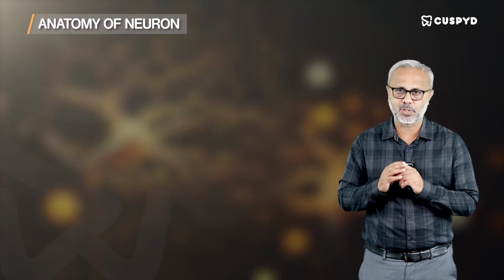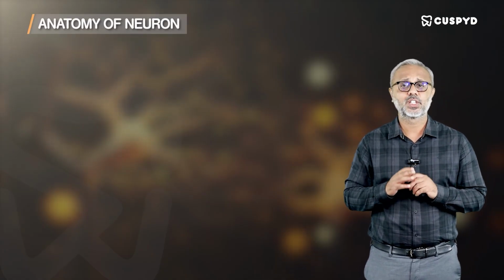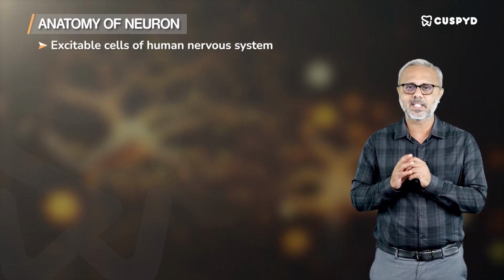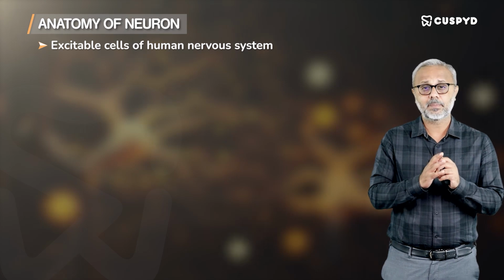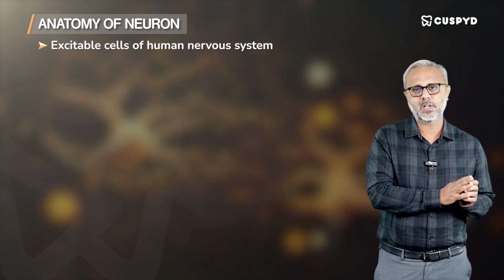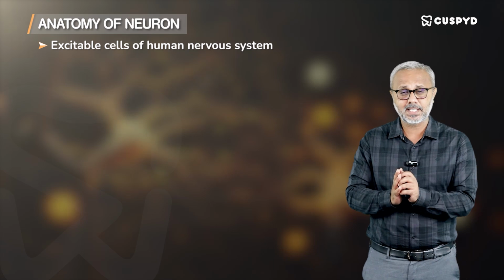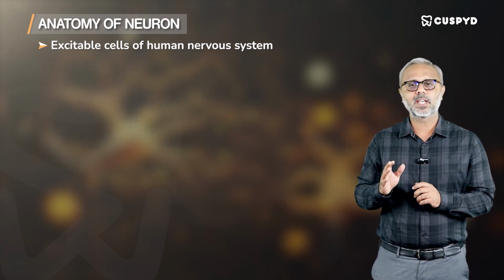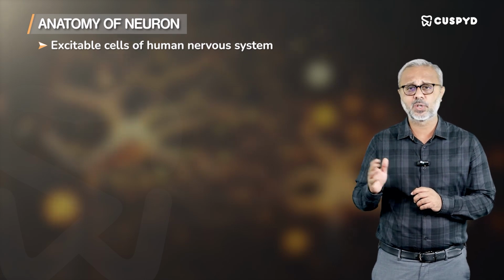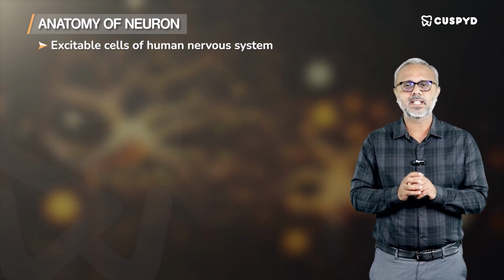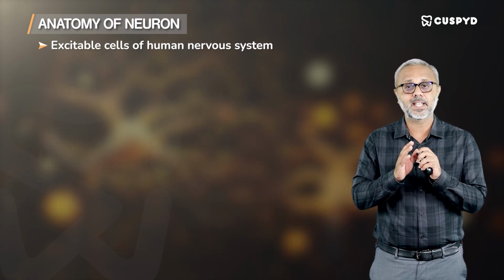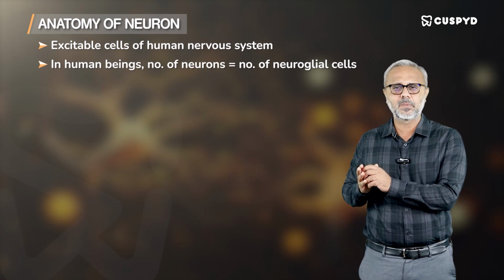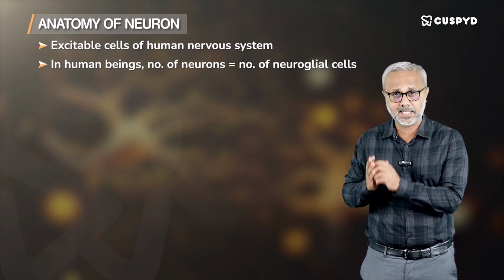The anatomy of the neurons. What exactly are neurons? Neurons are the excitable cells of the human nervous system. Earlier, there was a belief that the number of neurons is comparatively less than the number of neuroglial cells. In simple terms, neuroglial cells, or supporting cells, outnumber neurons. But recent studies have proved that this theory is actually wrong. In human beings, the number of neurons is almost equivalent to the number of neuroglial cells.